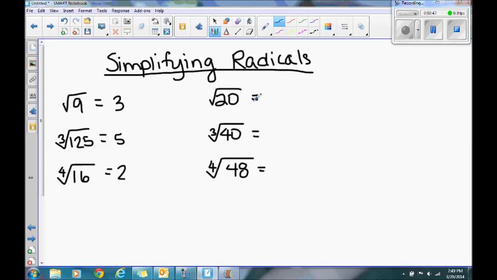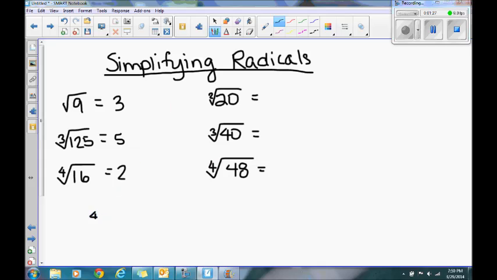So the square root of 20 is not a whole number. But again, it's not considered simplified completely. Our rules and our goal when we're simplifying radicals is there can be no factors under the radical with exponents greater than or equal to the index, meaning the root that we're trying to find. So I can't have any factor under the radical to any power of 2 or greater. No factors under here to any powers 3 or greater. No factors under this one, powers 4 or greater.